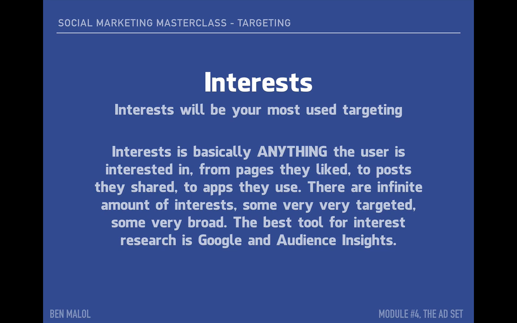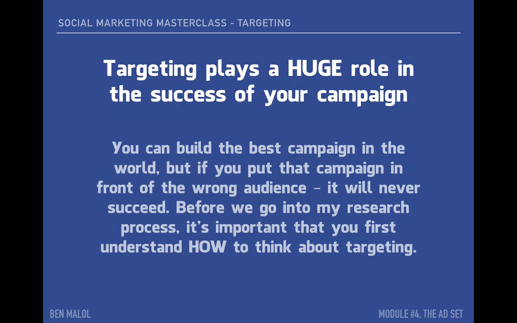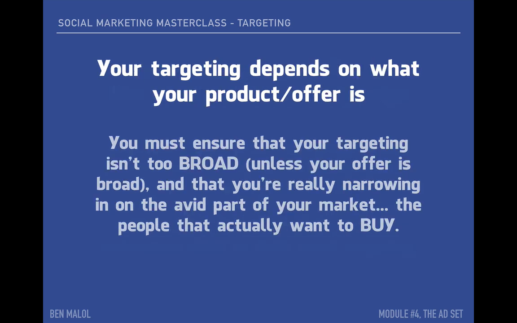Now, the best tool for interest research is basically Google and Audience Insights, which we'll get to in a second. Now, targeting really plays a huge role in the success of your campaign. It's probably the number one thing in the success of your campaign, because you can literally build the best campaign in the world, but if you put that campaign in front of a wrong audience, it will never succeed. So before we really go into the research process, it's important that you first understand how to think about targeting. Now, your targeting depends on what your product offer is, right?